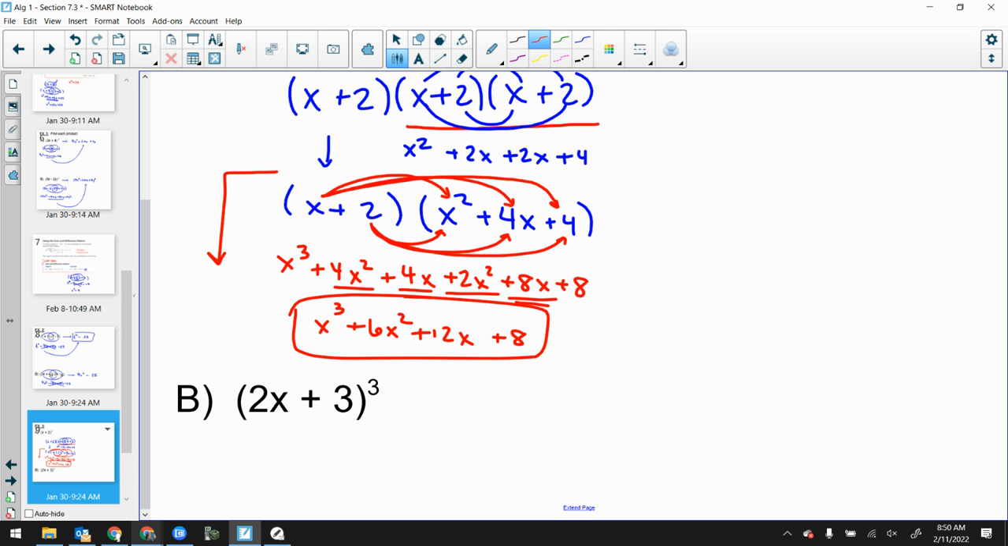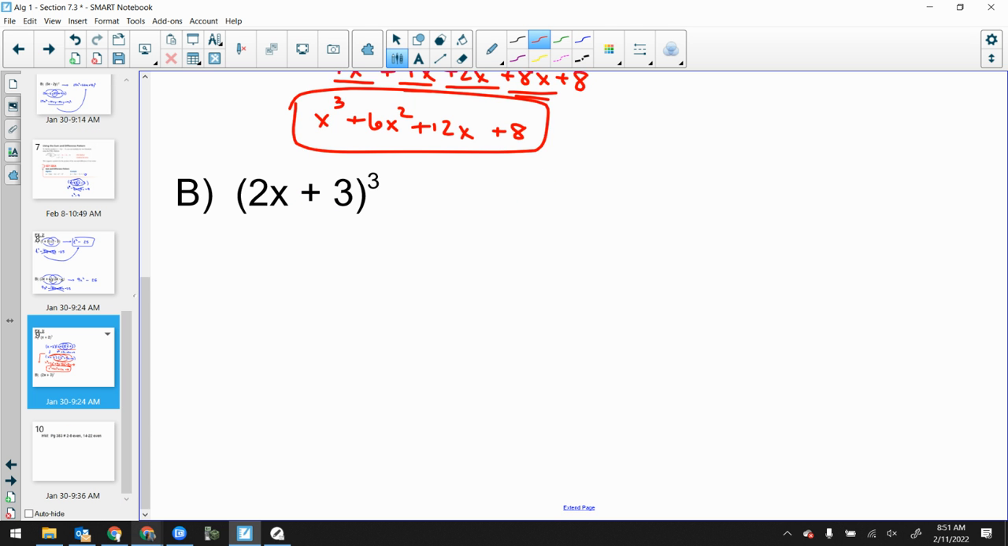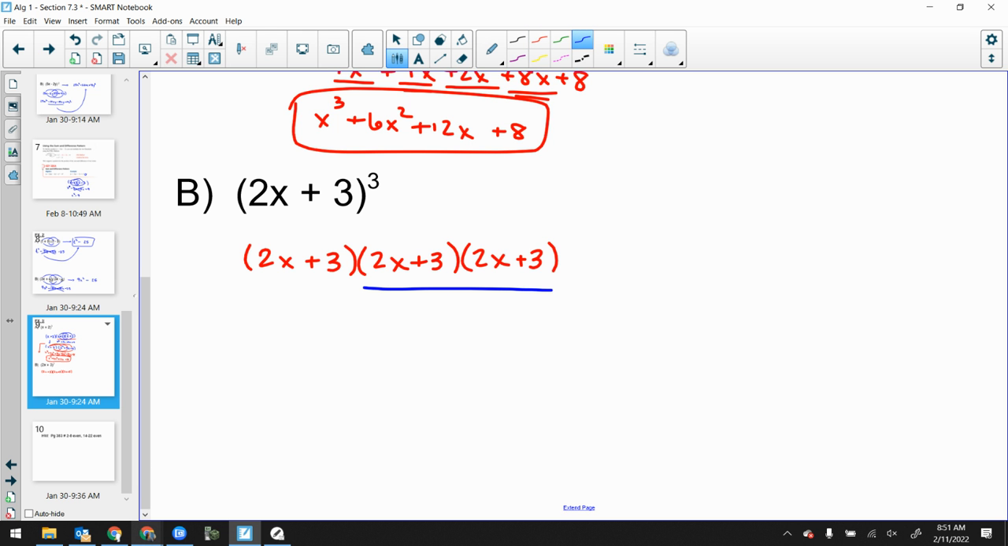Okay. We got time. Let's do this last problem. What time do we have? We got some time. That's right. So 2x plus 3, 2x plus 3, 2x plus 3. All right, let's multiply these pieces together. 2x times 2x, 4x squared. 2x times 3, 6x. 3 times 2x, 6x. 3 times 3, 9.